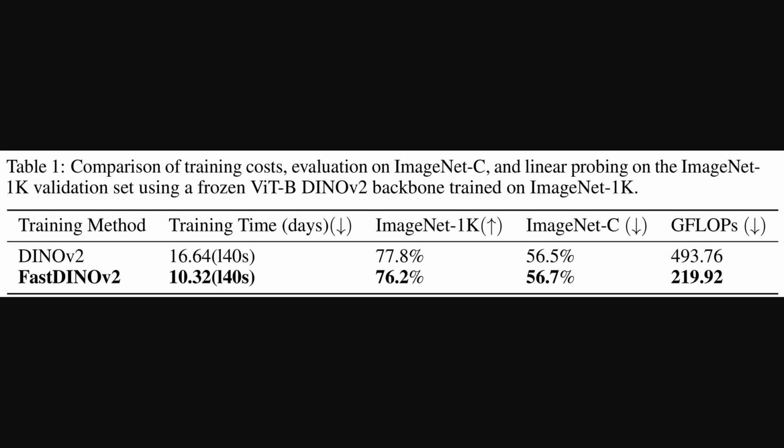Well, this table lays out the results from what's called linear probing, a method to test how good the model's learned features are. You can see FastDINOv2 cuts training time from over 16 days down to just 10. And look at the GFLOPs. That's Giga Floating Point Operations, which measures the total computation. It's more than halved. In return for this efficiency, performance on ImageNet 1K is nearly identical, and on ImageNet C, a dataset for testing robustness to corrupted images.